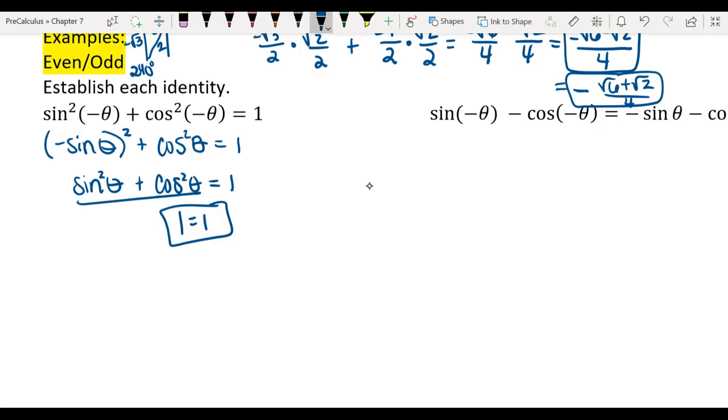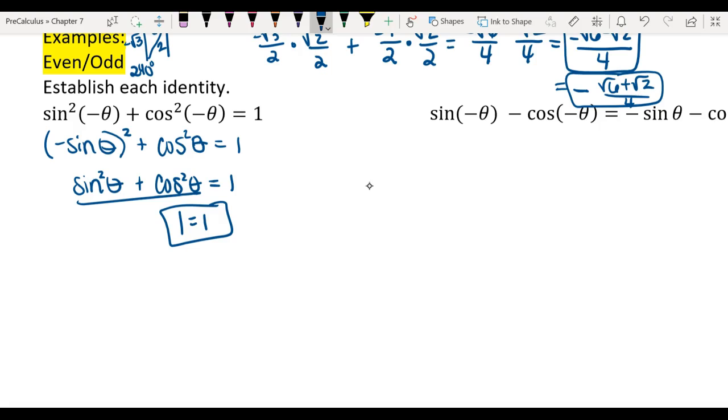Which one? Cosine or sine? This one? So once you square it and it turns positive, you can stick it back here. Yep. And this one, since I knew it was positive, I can just leave it there. Okay? I don't need to change it to this version at all.